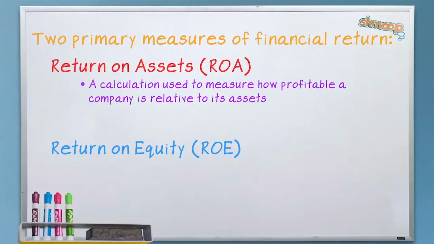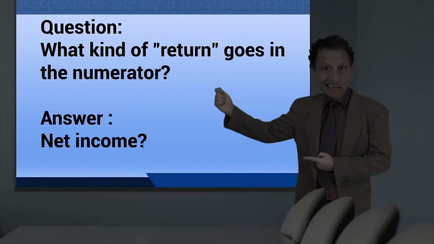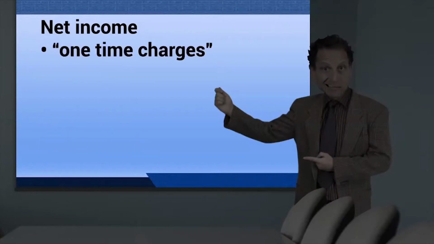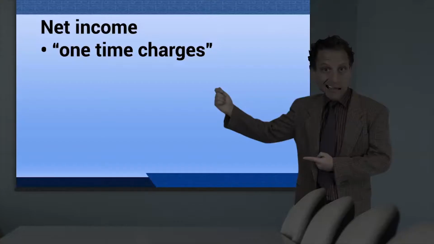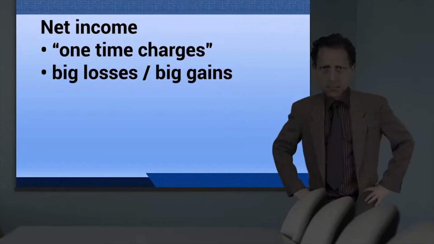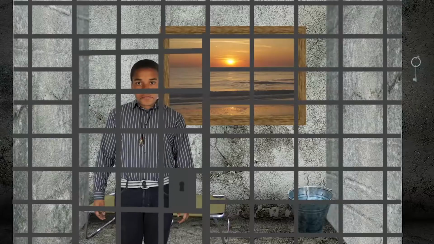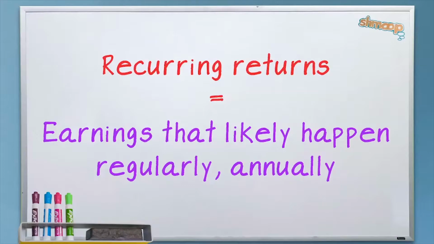Well, ROA measures the financial return investors received over the course of a year, generally, and is calculated as return divided by total assets. So what kind of return goes in the numerator here? Well, it could be net income. The only problem here is that net income sometimes has one-time charges, i.e. a lawsuit that was settled and we lost. Or it could have big losses this year, which won't happen again next year. So we back them out. Well, maybe we call this recurring returns, so we can subtract out the one-timers.